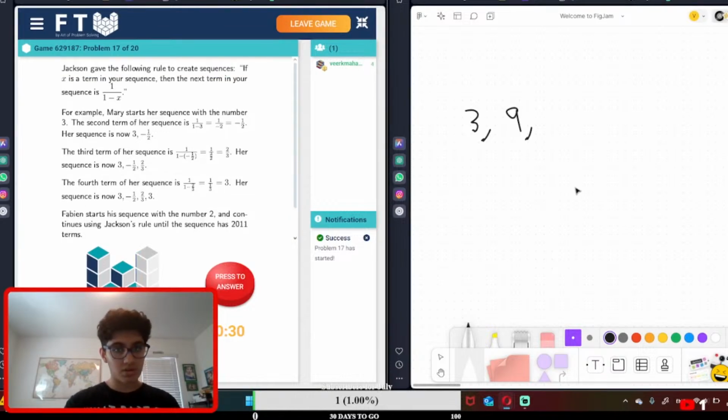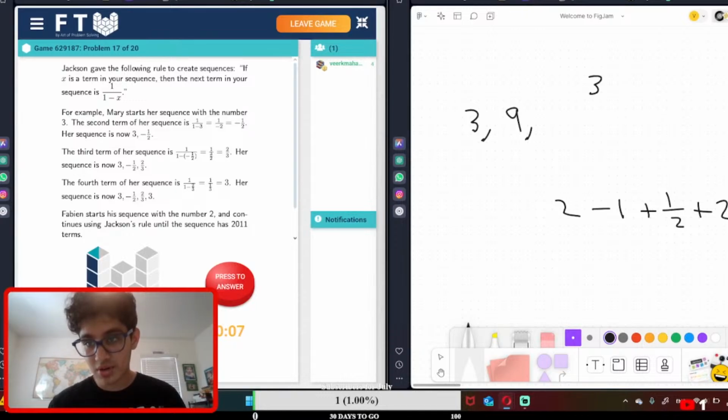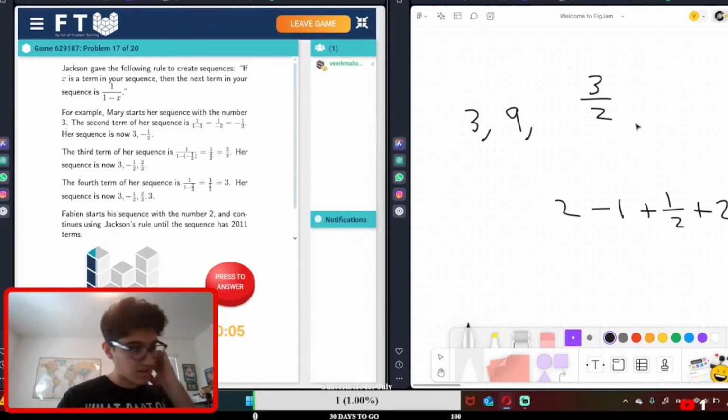So it becomes 2 plus negative 1 plus half. Wait, 2 plus negative 2 minus 1. Then you do that, you get plus 1/2. Then you get plus 2 again and again and again. 2011 times. So it becomes just 3 halves times 2011 over 2, and then you add it again.